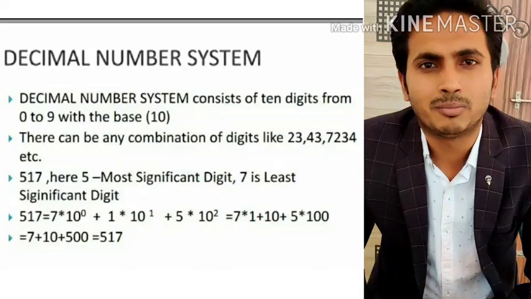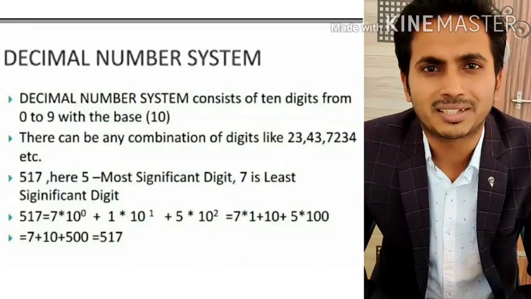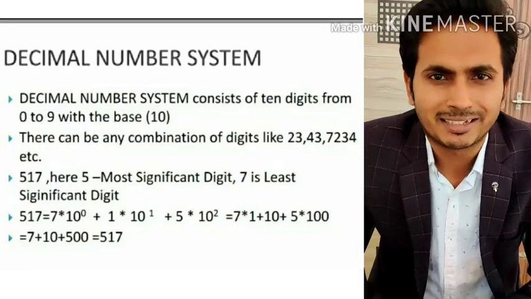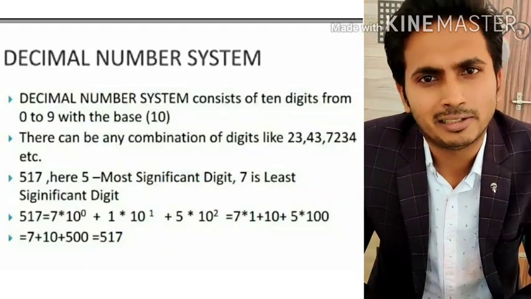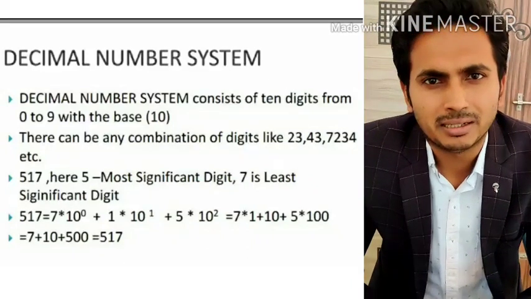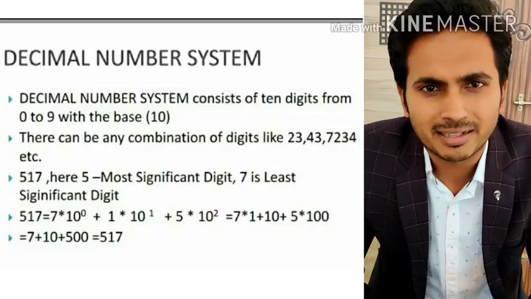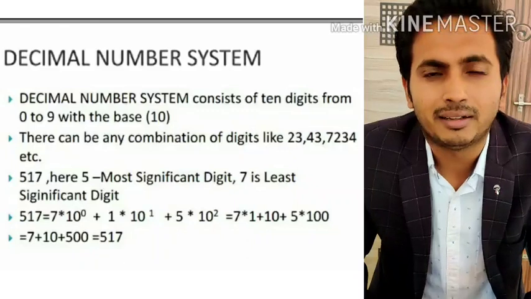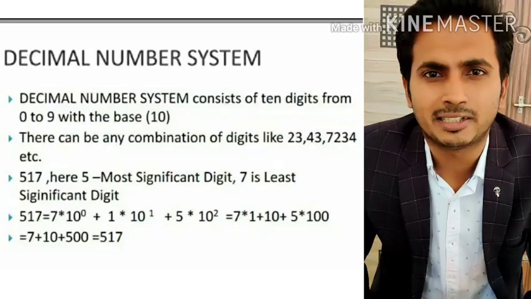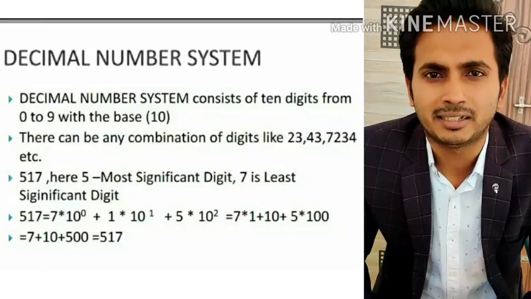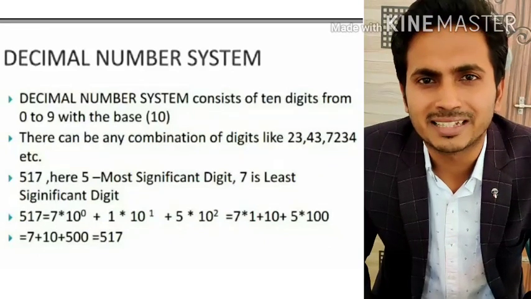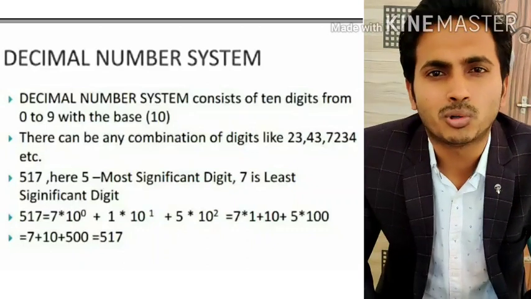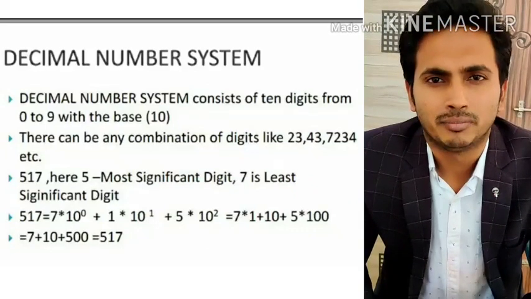Now I will tell you one more thing. Say for example 517. 517 is a number. So 7 is at the unit place, 1 is at the tens place, and 5 is at the hundreds place. 5 is the leftmost digit and 7 is the rightmost digit. We say that the rightmost digit is the least significant digit, that is the LSD. And in the same example, 5, which is on the extreme left side, is the most significant digit, that is the MSD.